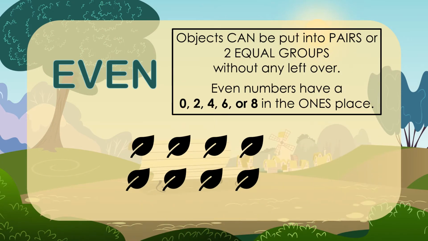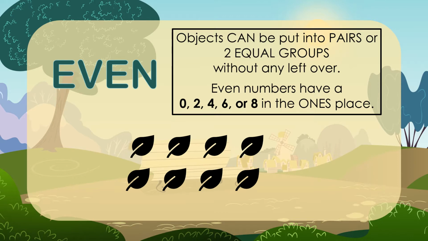Even numbers represent groups of objects that can be put into pairs or two equal groups without any left over. Even numbers have a 0, 2, 4, 6, or 8 in the ones place.